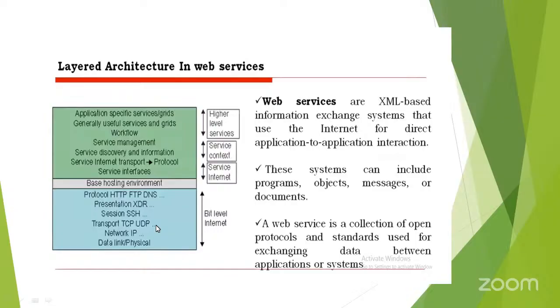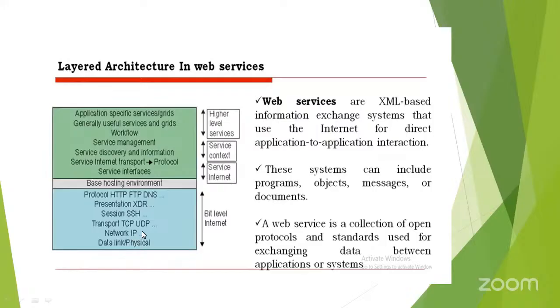So here this is bit level internet. This box contains three partitions. Bottom up indicates bit level internet. In between there is a base hosting environment. And at the top is one location, which is again categorized into three: higher level services, service content, and service internet.